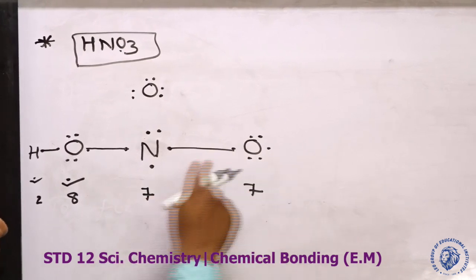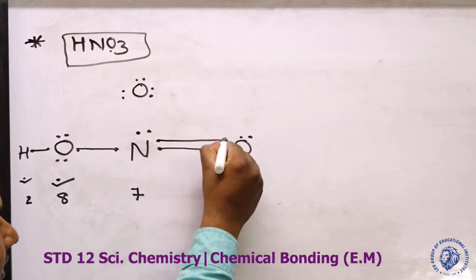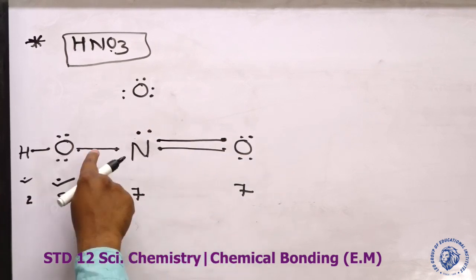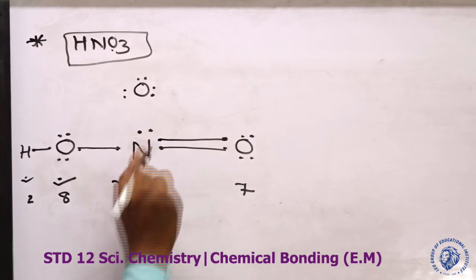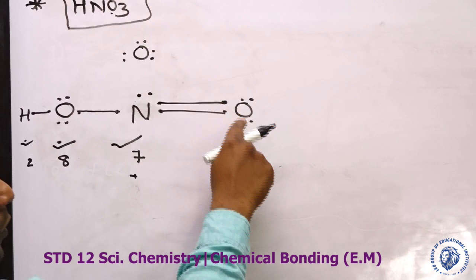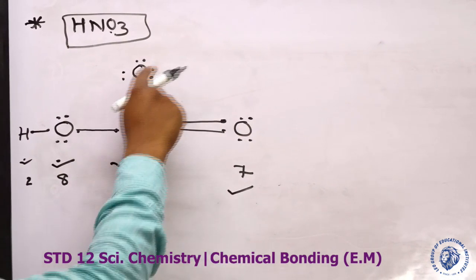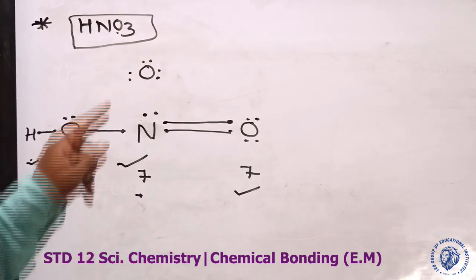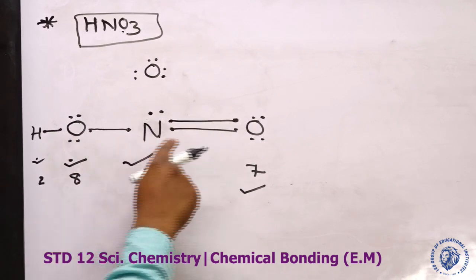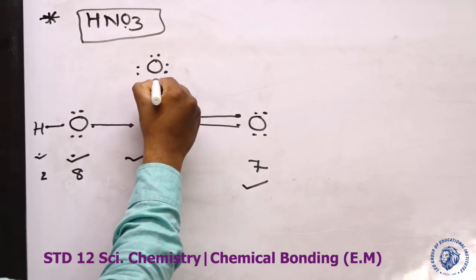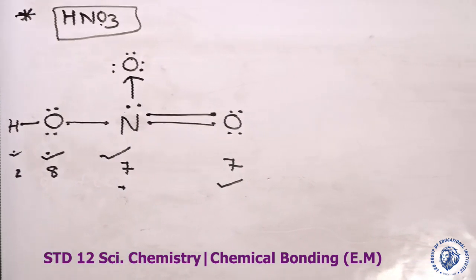So in order to complete their octet, both of them share their valence electrons with each other and try to complete it. Now 2, 4, 6 and 2, 8. So the octet is completed for nitrogen also, and 2, 4, 6 and 8 for oxygen also. Now this one remains untouched. This upper oxygen has only 6 electrons and the nitrogen has 6 electrons with 1 lone pair. So they can complete their octet by sharing valence electrons.